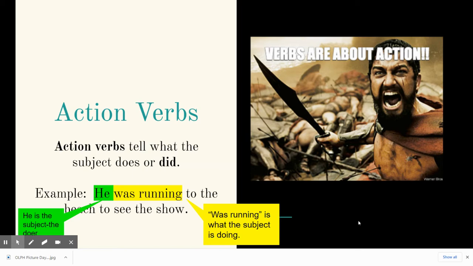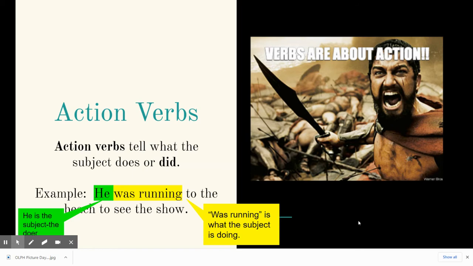Action verbs tell what the subject does or did. So it is important here that you remember what the subject of the sentence is. The subject of the sentence is the doer, the person that is doing the action. It usually comes at the beginning because in English, our basic sentences follow a subject, verb, object order. So usually you will find the subject towards the beginning of the sentence.